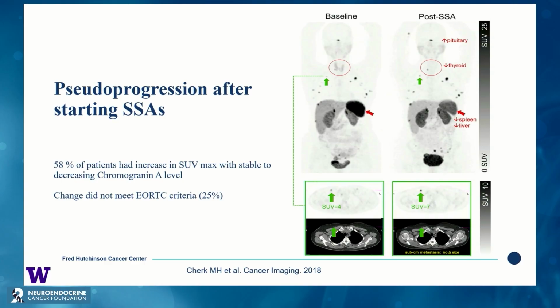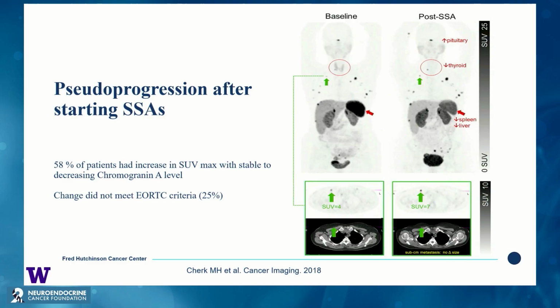You can see the green arrows pointing to a lesion up in the upper chest. You can see that that uptake intensity is increased. And then if you look at the lower part of the image, so you can see that black spot on the post-SSA image at the very bottom, that's the urinary bladder, and you can see several spots in the pelvis just above it. You can see more of them than you could see on the baseline scan.